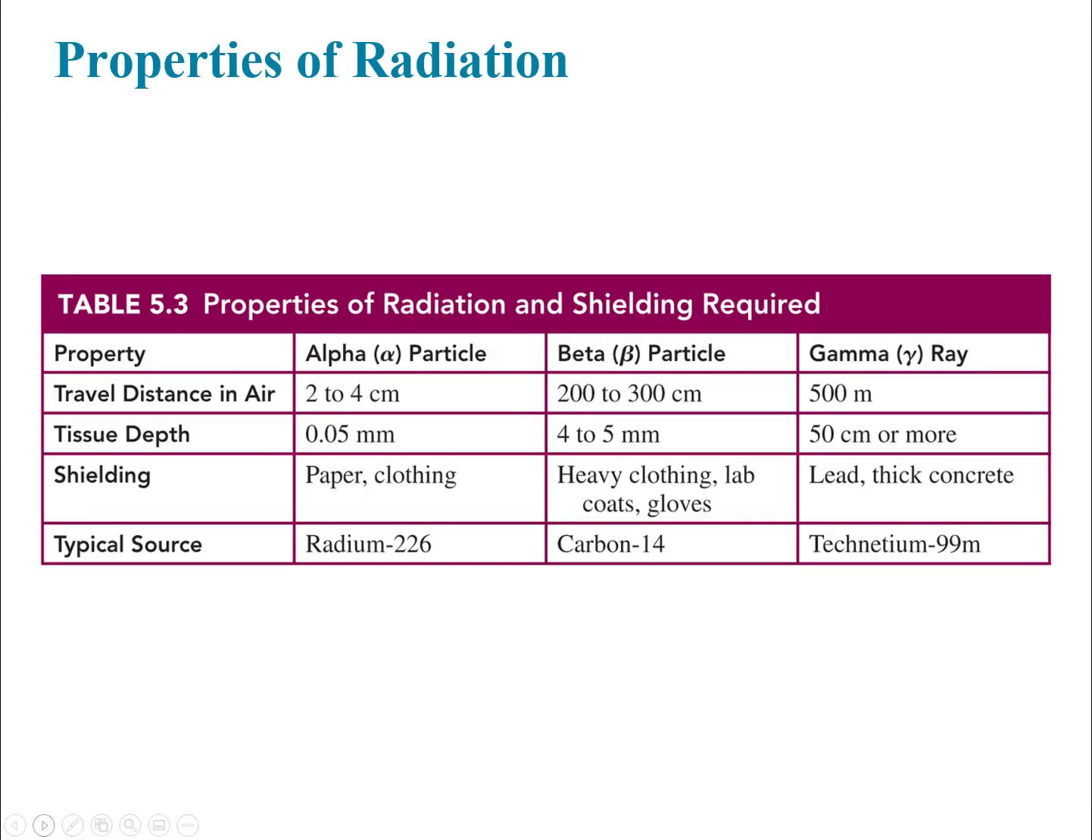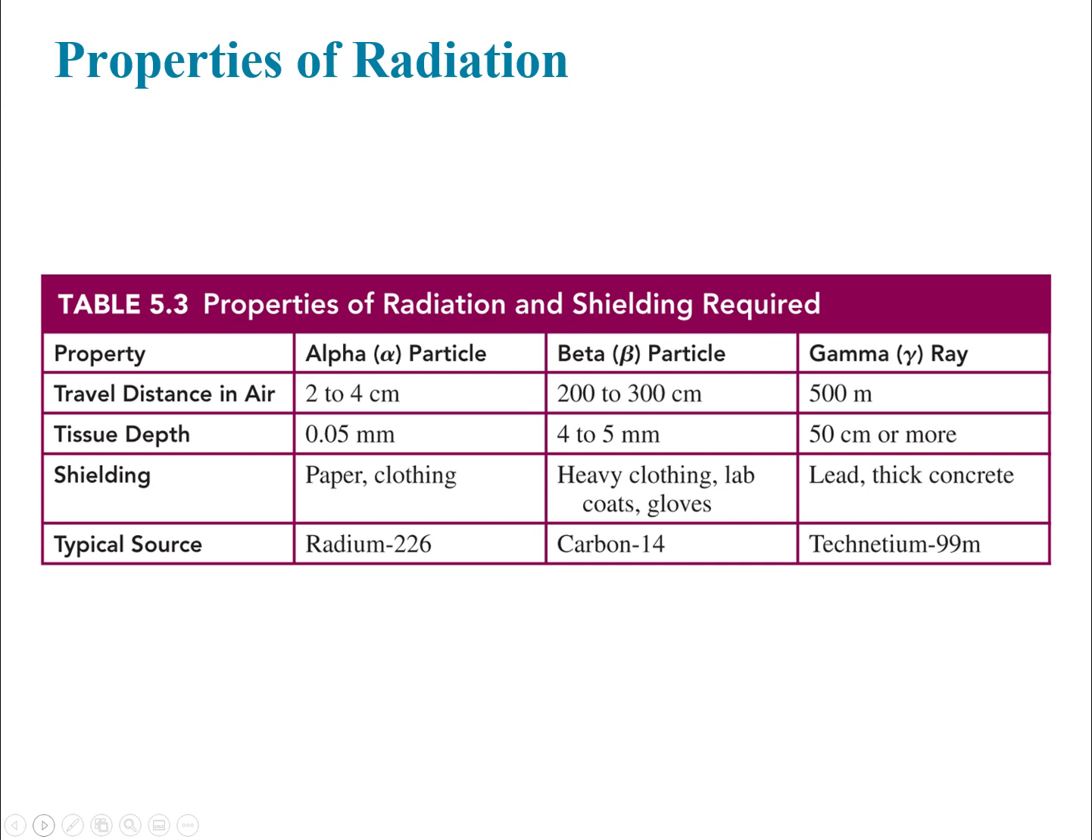Here are some of the properties. The properties here are only focusing on alpha and beta particles and gamma rays. And what we're really looking at is how far can they travel? And then in terms of protection, what do you need? So how far can these particles travel in air? How far can they travel through tissue? And what kind of shielding you need. And then we've got examples of sources.